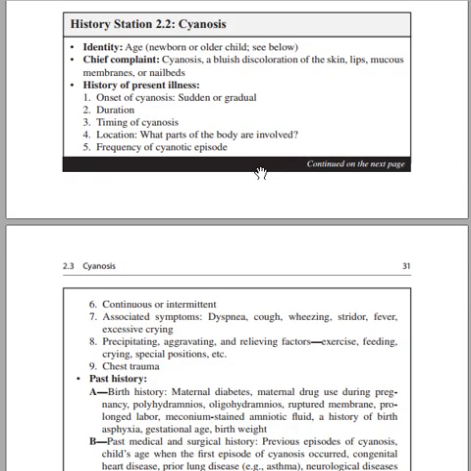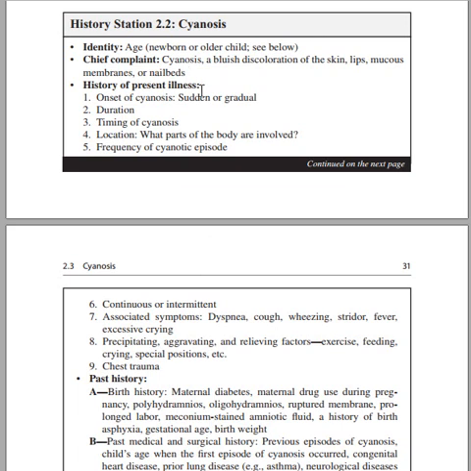So the next one now: cyanosis history taking. You start with identification. You have the age, if it's a newborn or an older child. Then chief complaints. You cannot say cyanosis as a chief complaint. You're going to say bluish discoloration of the skin, the lips, the mucous membrane. That's what the patient tells you.